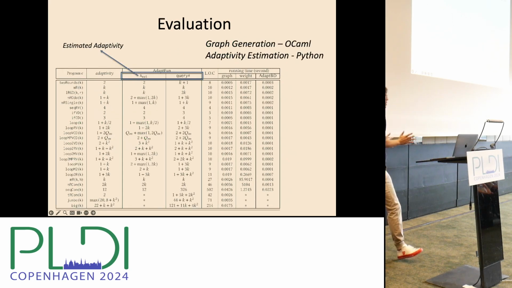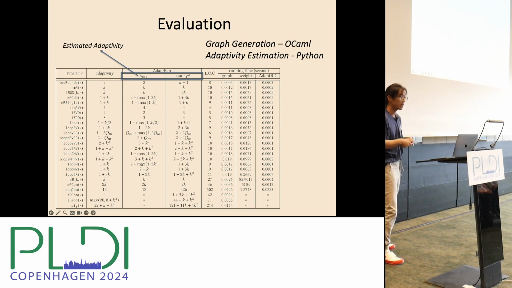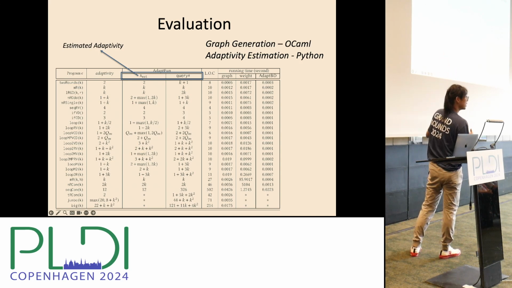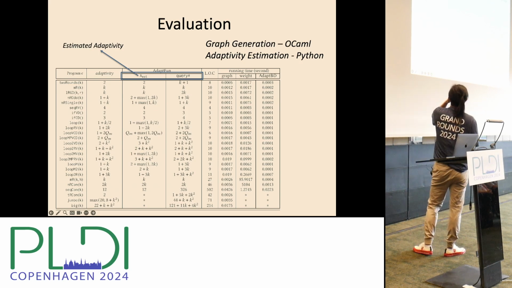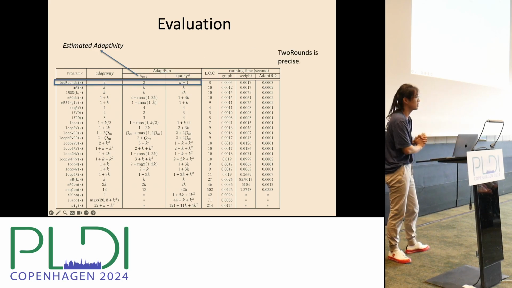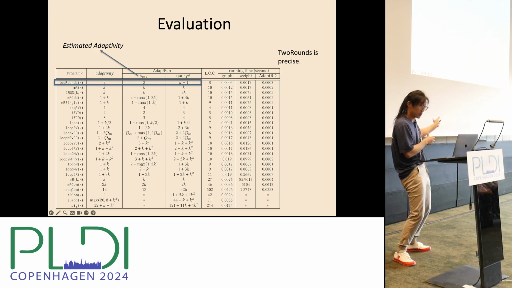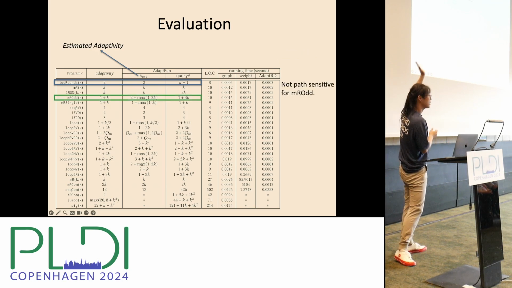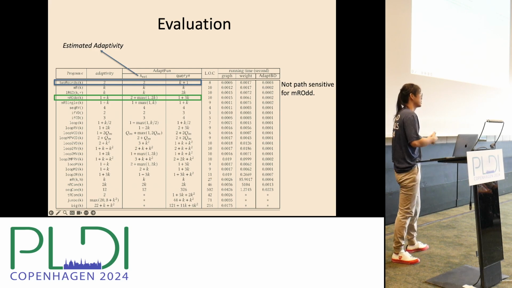We implement these tools in OCaml and Python. And our tools will return two results. One is the estimated adaptivity I just introduced. Another is an upper bound on the query numbers. There are a few examples I want to emphasize here. We tested two rounds. It is precise in both the adaptivity and the query numbers. Also, this is the multiple round odd example I just showed. And unfortunately, we give a loose upper bound since we are not path sensitive.